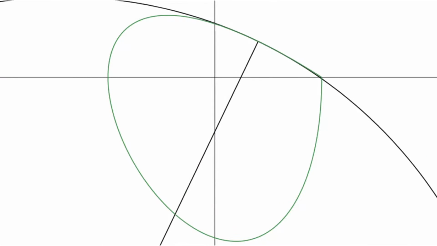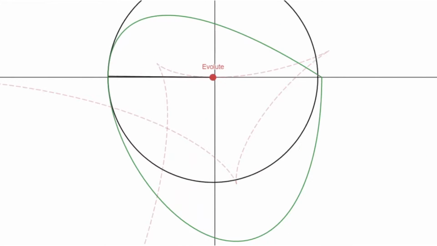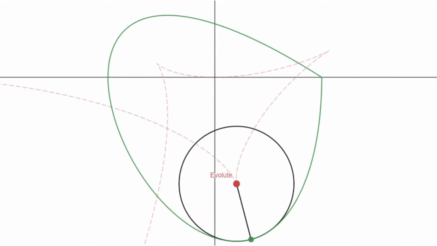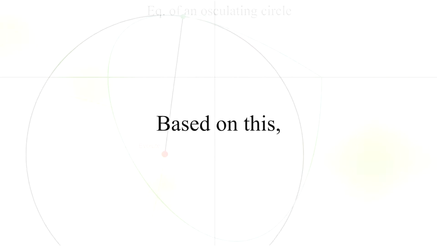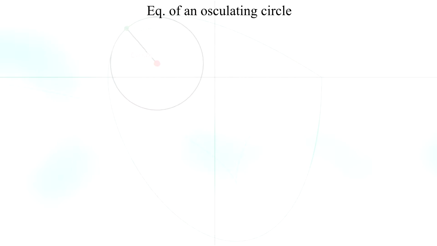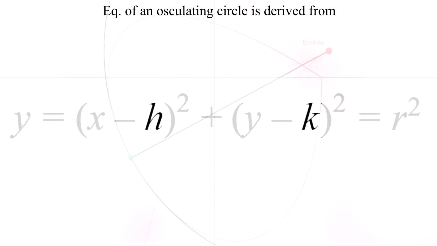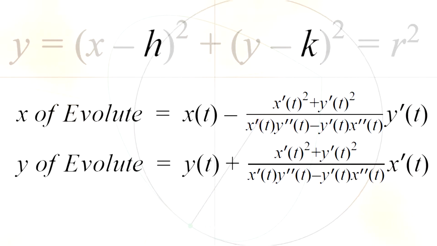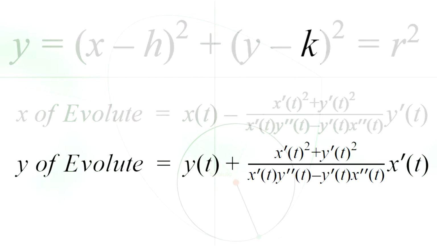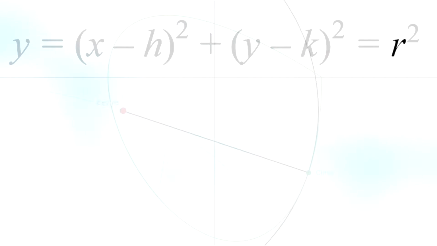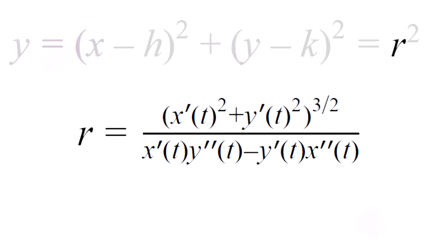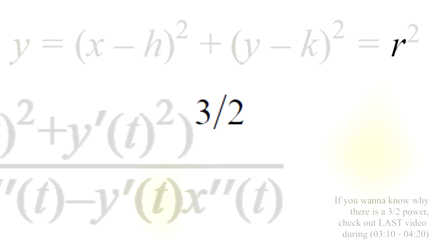But just in case you haven't watched it, osculating circles are circles centered on the evolute and touch its corresponding point on the curve. Based on this, the equation of an osculating circle is derived from the general circle equation, where the parameters h and k are instead the x and y components of the evolute equation, and the r is simply the magnitude expressed by the second vector in that equation, which has this fancy 3/2 exponent on top of it.